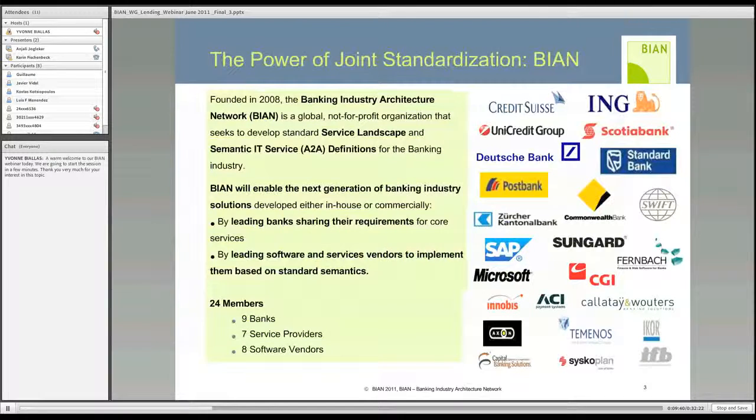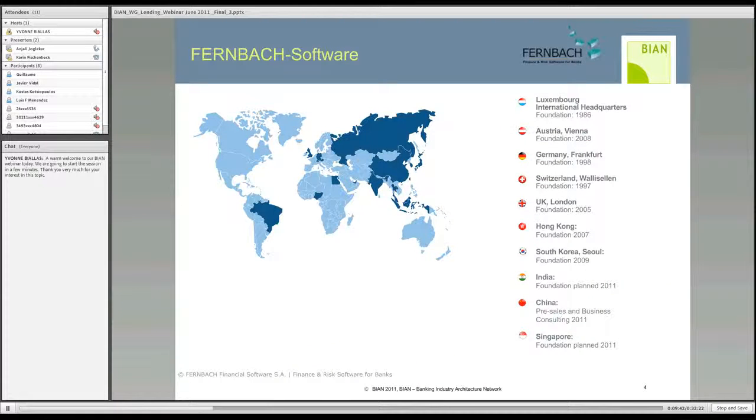I will now begin with a short introduction of FERNBACH Software. FERNBACH Software is a company founded in 1986 in Luxembourg, which is also our headquarters. It has consequently now expanded to various locations in Europe, in UK, in Hong Kong, and we have planned further locations in Asia as well. We are about a 200 odd company, and we are fully focused on the banking industry.